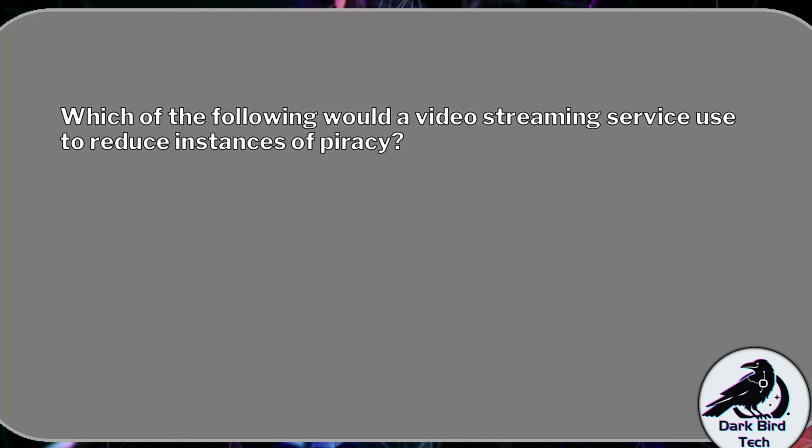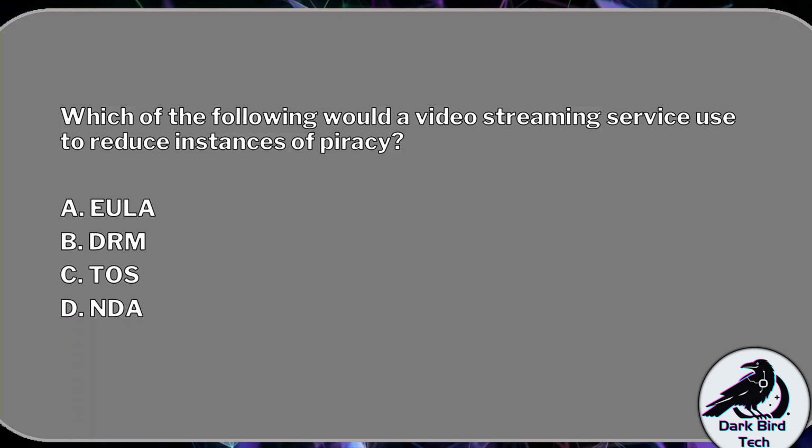Moving along though. Next up, which of the following would a video streaming service use to reduce instances of piracy? Interesting. So I'll give you a chance to think about the options you'd like to see. But the options are a EULA, a DRM, terms of service, or an NDA. So end user license agreement, this is more for software, not so much for a service like video streaming. So let's eliminate that. DRM, or digital rights management, it is a type of copyright protection. So this is looking pretty good.